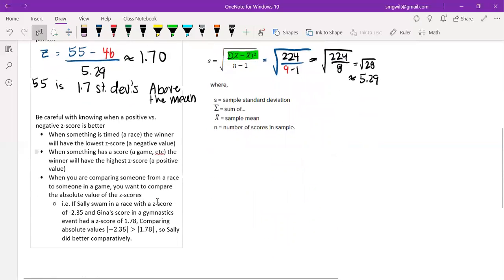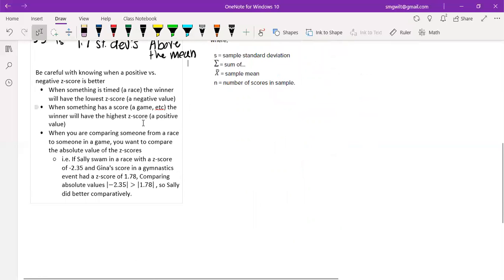One thing that I wanted to touch on is knowing when a positive z-score versus a negative z-score is better. When something is timed, so think a race, the winner will have the lowest z-score, which is a negative one. If something has a score, like gymnastics or diving, where they're giving points out of a 10 or whatever, the winner will have the highest z-score, which is a positive value. So keep that in mind when you're answering questions about who's better.